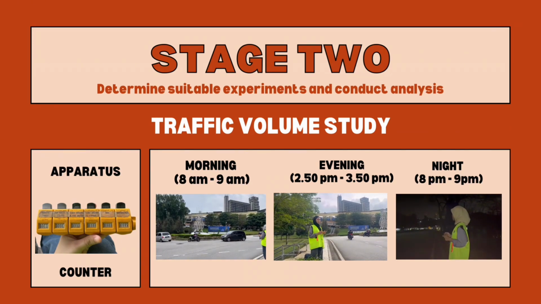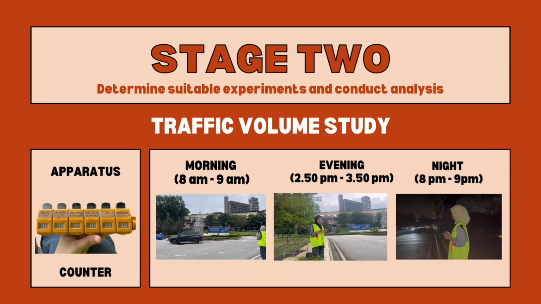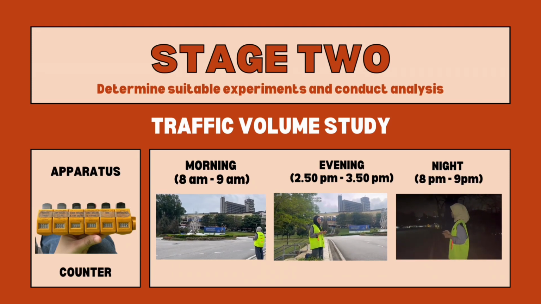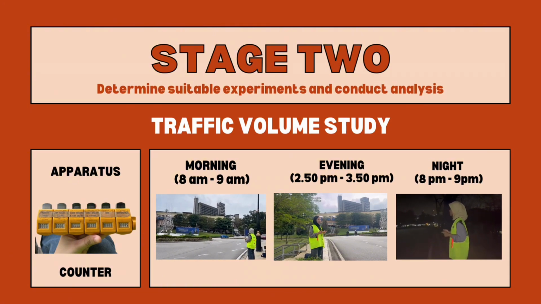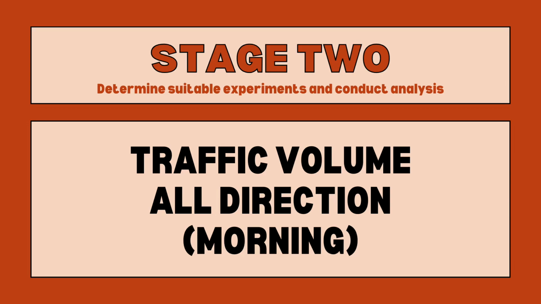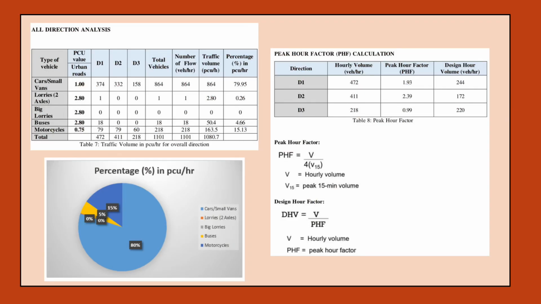For the result, the PCU values used are for the roundabout and each vehicle type has a different PCU value: cars are equal to 1, lorries, big lorries and buses are equal to 2.8, and motorcycles are equal to 0.75. In the morning, cars have the highest percentage value for traffic volume in PCU per hour with 80%, motorcycles have 50%, and buses have 5%, while lorries and big lorries have 0%.